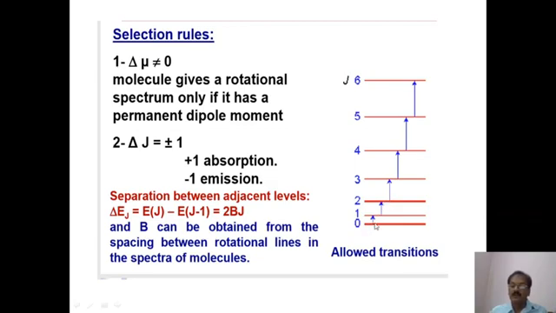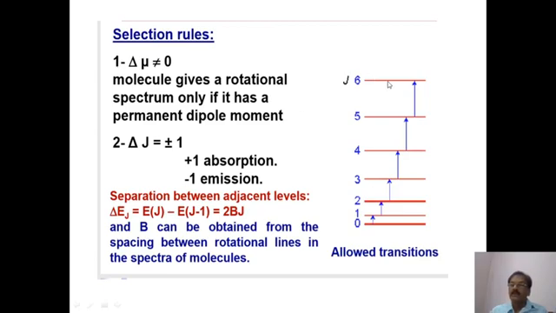So when it undergoes absorption, the molecule has to move from one state to another with a difference of only 1 unit. Here 0 to 1, 1 to 2, 2 to 3, 3 to 4, 4 to 5, 5 to 6. But not like 1 to 4 or 1 to 5 or 1 to 6. That means a selection has to be obeyed for the movement from one energy level to another.